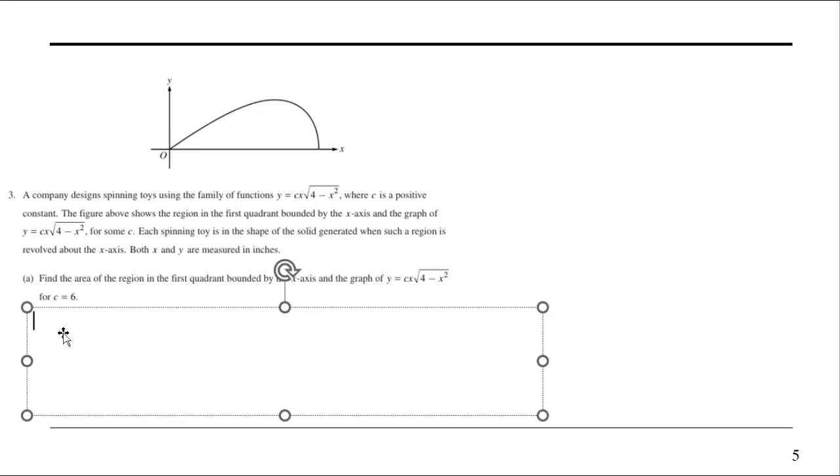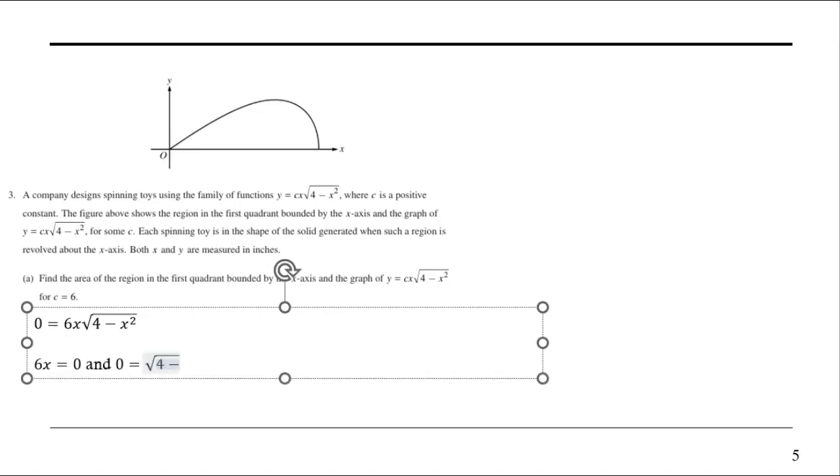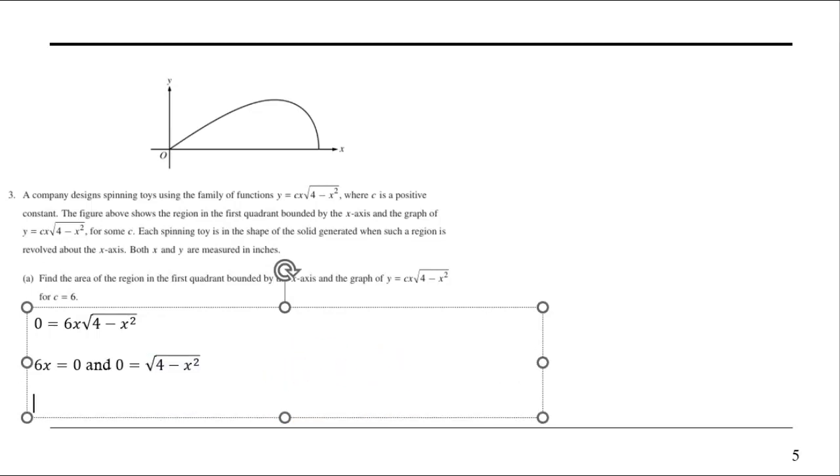So I'm going to do that by taking my equation and setting it equal to 0. So I'm going to say 0 equals, and remember c was 6, so we have 6x times the square root of 4 minus x squared. And now we just need to solve for x. We can solve for x by taking both of these factors, 6x and the square root of 4 minus x squared, and setting them equal to 0. Right, so we know that we are going to have two answers: x equals 0 and x equals 2.